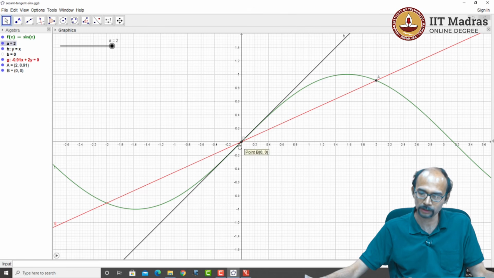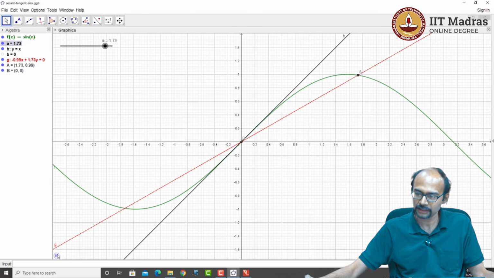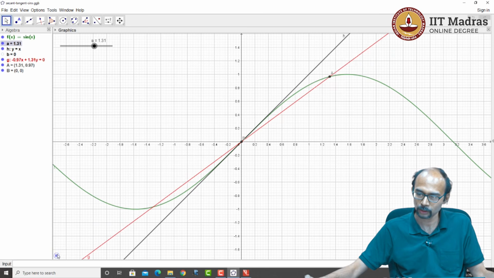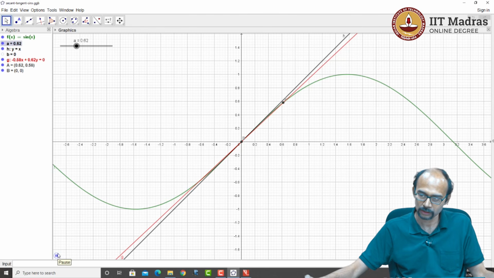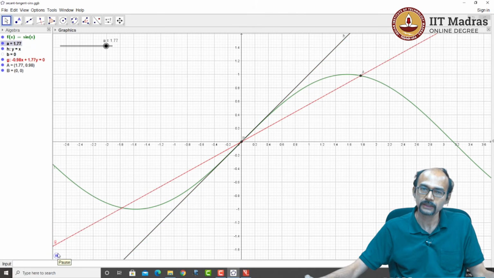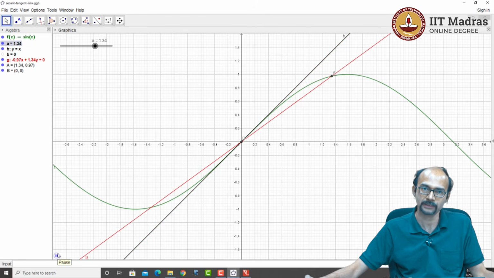It will come closer and closer to this point B, and this red line is the secant, the line joining B and A. Let us look at what happens to the secant. This black line, unfortunately labeled as H, is the tangent to f at the point 0. Let us play the animation now and see what happens. As you can see, it is coming closer and closer, and as it approaches B, it becomes the tangent.